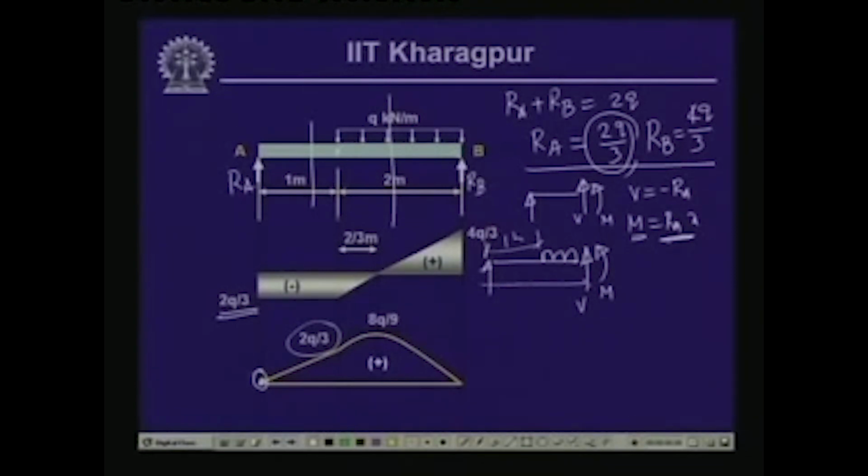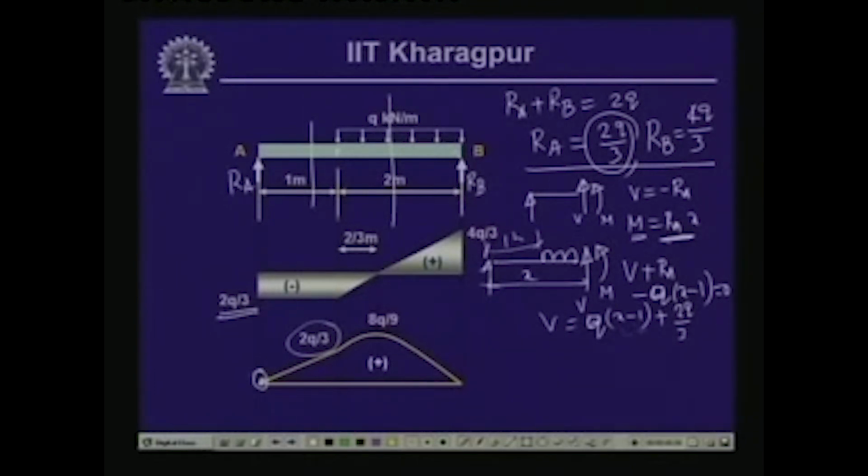Let us call this distance X. So, here the value of the shear force V, if we take the vertical equilibrium, V plus RA minus W into X minus 1 equals 0. So, V equals W into X minus 1 plus RA, RA is equal to 2Q by 3. I am sorry, this is Q, Q is the uniformly distributed load.